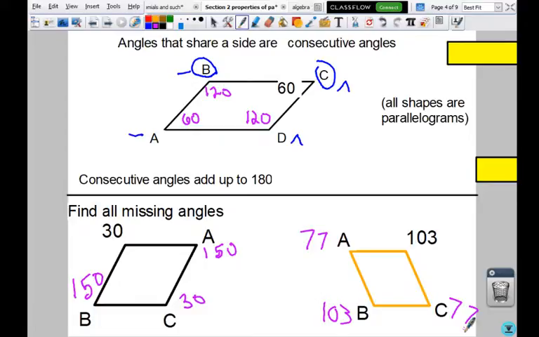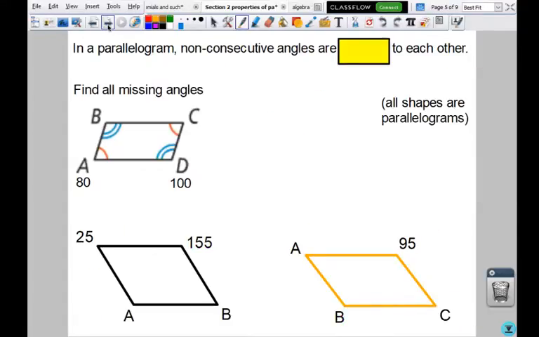And for the next part, you guys probably already figured this out just by looking at it, but we're going to go over it anyway. So if we're going to look at parallelograms, non-consecutive angles, so consecutive means next to each other, non-consecutive means not next to each other. They're diagonally across. They are equal. As you guys saw in the last one, they equal each other. So if I'm going to look at this parallelogram over here, if D is 100, so is B, because they're non-consecutive. If A is 80, so is C, because they're non-consecutive.